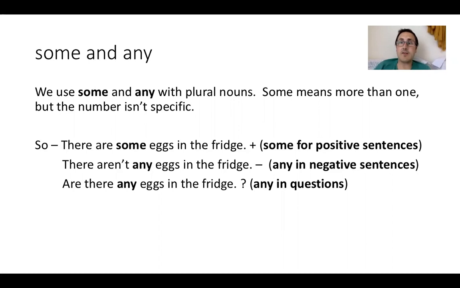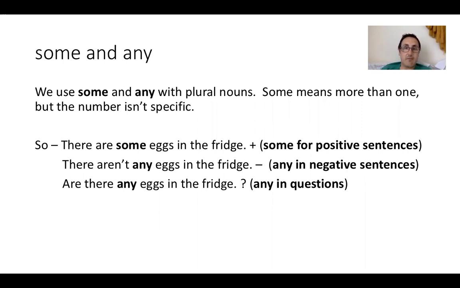Now, in the context of using some and any, I'm going to show you. It would be, there are some eggs in the fridge. Now, this is a positive. There are, positive verb. So, some eggs in the fridge. So, we use some for positive sentences with the plural. Okay, eggs.